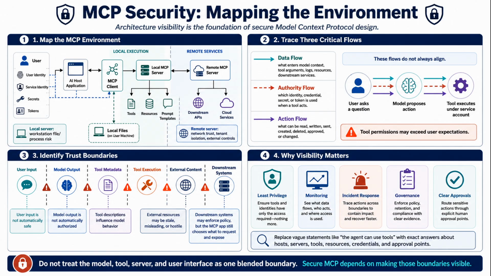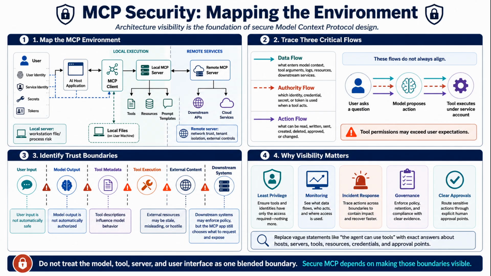Trust boundaries appear between user input, model output, tool metadata, tool execution, external content, and downstream systems. User input is not automatically safe. Model output is not automatically authorized. Tool descriptions are not neutral. They influence how the model thinks about tool use. External resources may contain stale, misleading, or hostile instructions. Downstream systems may enforce their own policies, but the MCP application still decides what to request and what context to expose.